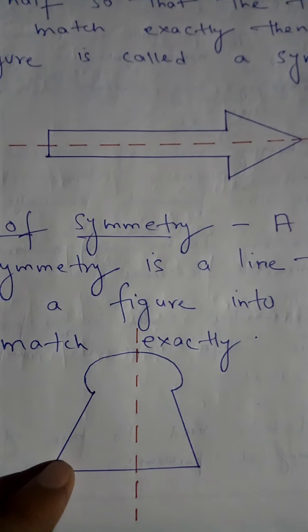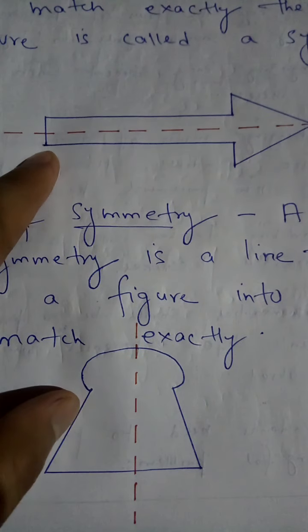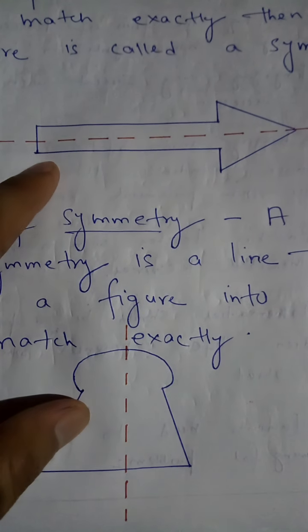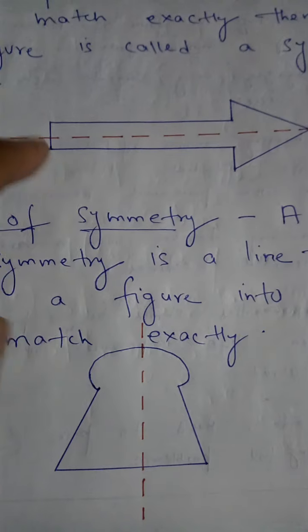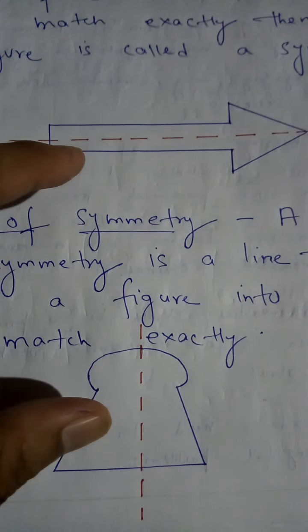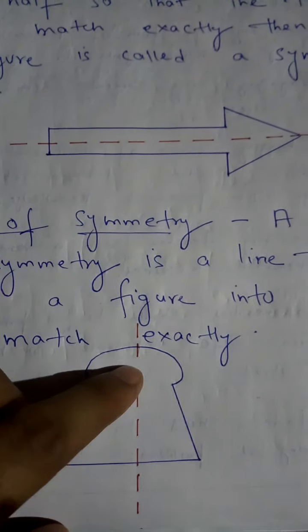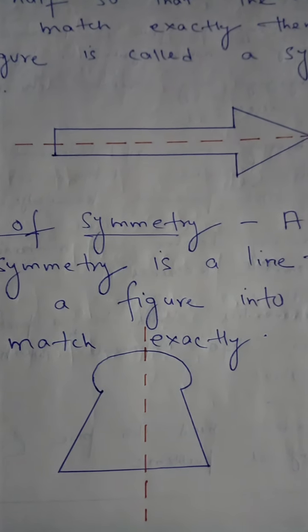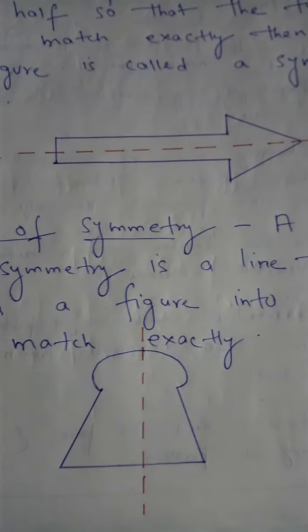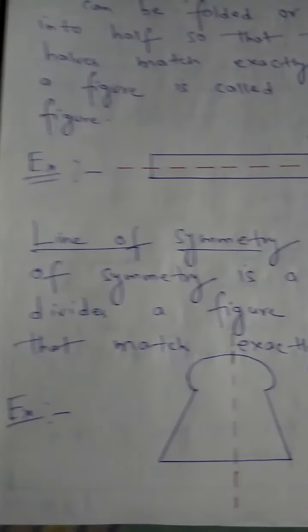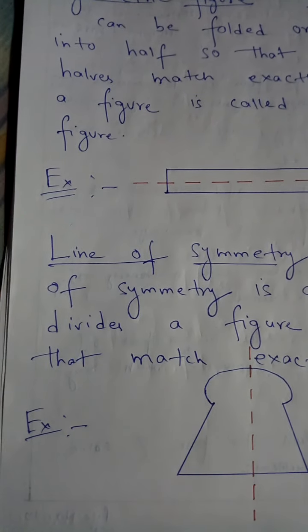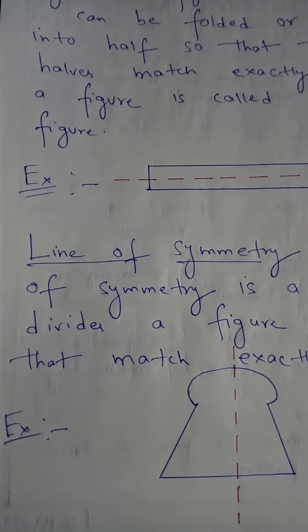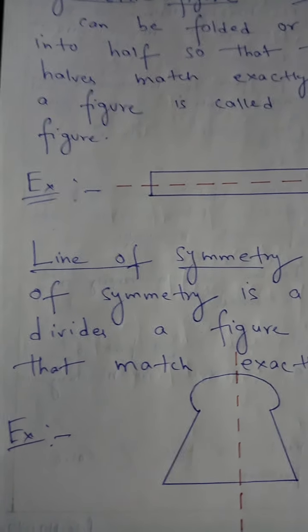Okay. Now let's come to some figures. Let's discuss some figures having lines of symmetry. Now figures can have more than one line of symmetry. Here I have drawn two figures which have one line of symmetry, but you can see many figures which have two lines of symmetry, three lines of symmetry, many lines of symmetry, and sometimes no symmetry. There are also figures which have no symmetry at all.